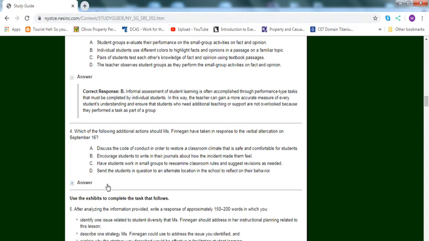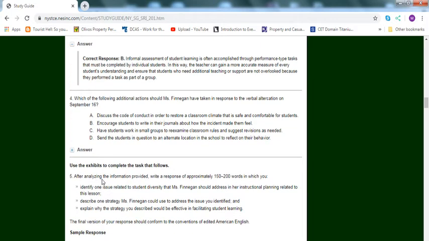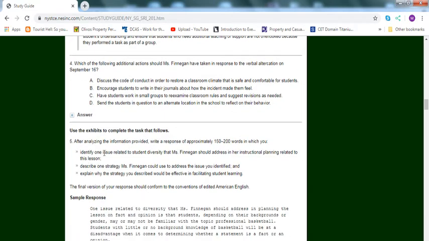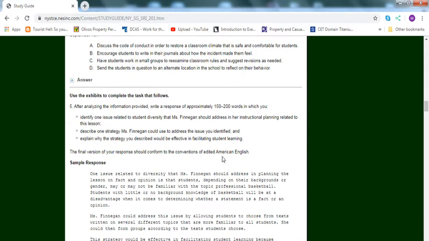Again, once you do that part, this part is going to be for the short essay. After analyzing the information provided, write a response of approximately 150 to 200 words. Identify one issue related to student diversity. Remember how I was talking about student diversity? They might ask a question. Well, guess what? This is the passage it's going to be. Describe one strategy Ms. Finnegan could use to address the issue you identified, and explain why the strategy you described will be effective and facilitate student learning.